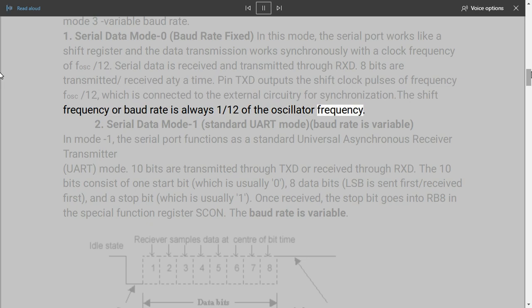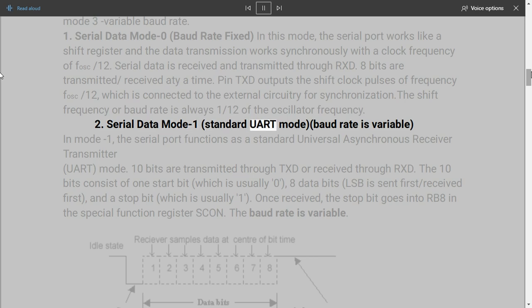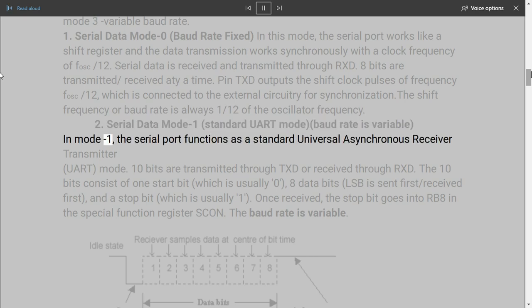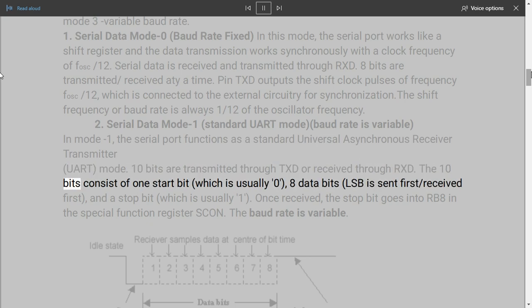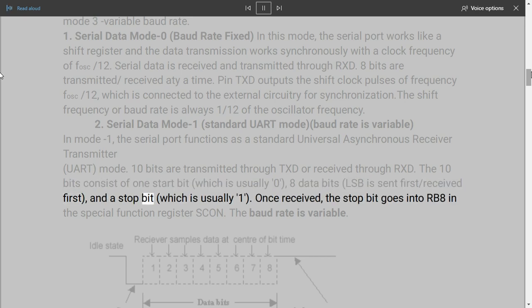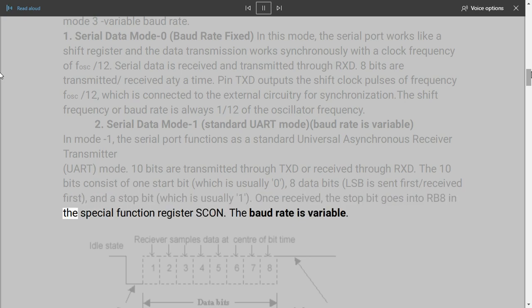2. Serial data mode 1, standard UART mode, baud rate is variable. In mode 1, the serial port functions as a standard universal asynchronous receiver transmitter, UART, mode. 10 bits are transmitted through TxD, or received through RxD. The 10 bits consist of 1 start bit, which is usually 0, 8 data bits, LSB is sent first or received first, and a stop bit, which is usually 1. Once received, the stop bit goes into RB8 in the special function register SCON. The baud rate is variable.